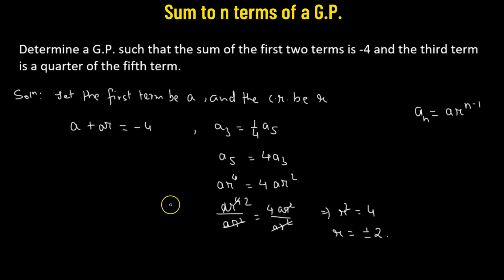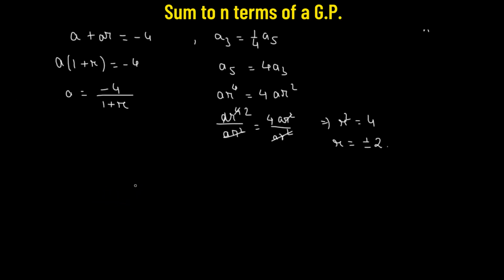So using this, we can find the value of our first term. Here, if we take A as the common factor, we have A times (1 plus R) equals -4, or A is equal to -4 divided by (1 plus R). So let's use the two R values that we have obtained. When our common ratio R is positive 2, our A value will be equal to -4 divided by 1 plus 2. So that's 3, so -4/3.